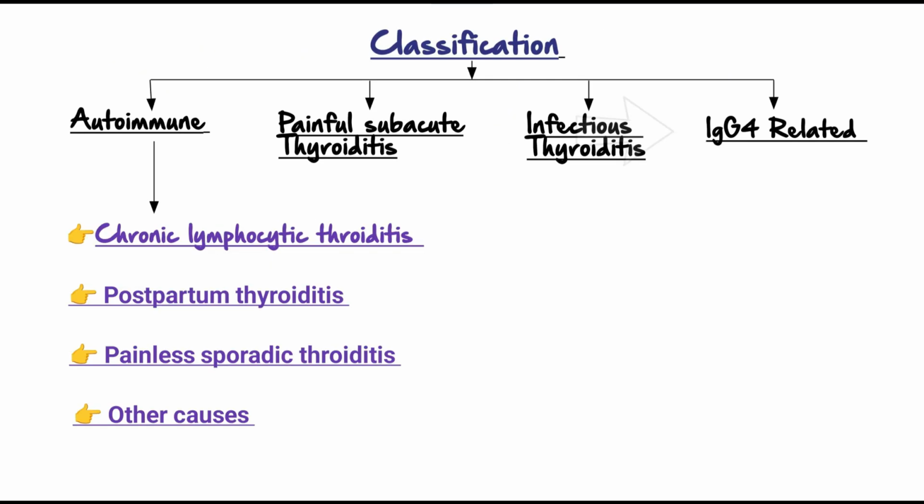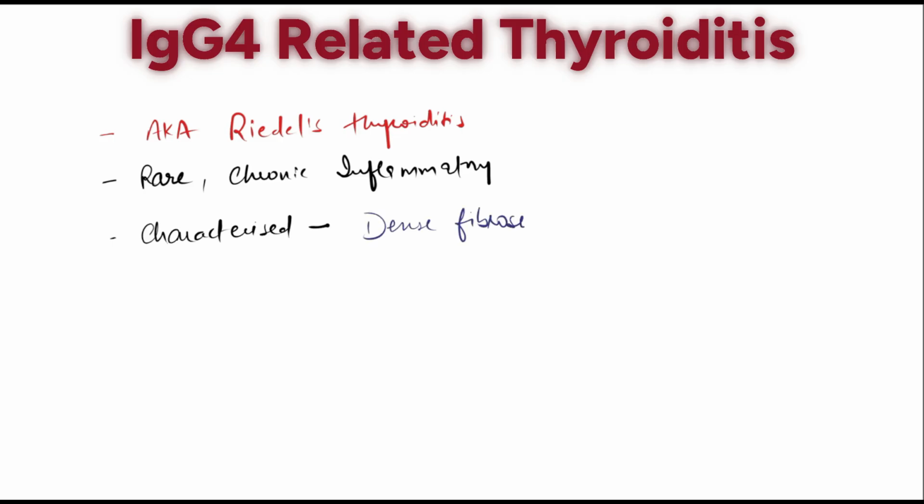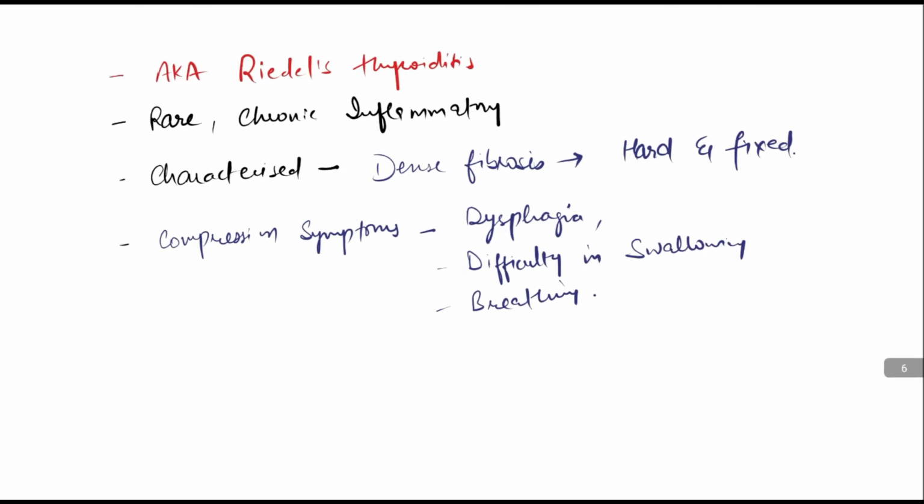And the last one is IgG4 related thyroiditis, which is also known as Riedel's thyroiditis. It is a rare chronic inflammatory disease of the thyroid gland characterized by dense fibrosis that replaces the normal thyroid tissue and extends beyond the thyroid capsule into surrounding neck structures. Fibrosis invades not only the thyroid but adjacent tissue also. This causes the thyroid gland to become hard and fixed, often leading to compression symptoms because of the hard, fixed thyroid mass. Compression symptoms include dysphagia, difficulty in swallowing, and difficulty in breathing.